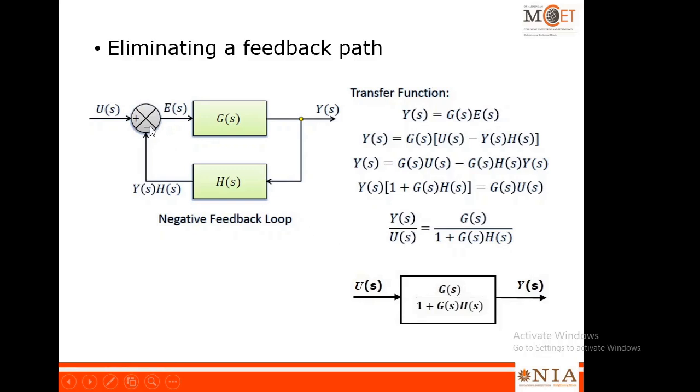If it is a positive feedback, here you will have 1 minus g of s into h of s. If it is a negative feedback, it will be 1 plus g of s into h of s. So these are the few rules that we are going to use in future to reduce the block diagram.